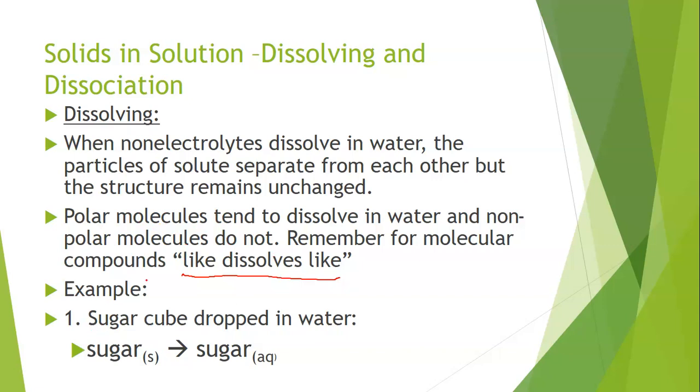For an example here, sugar cubes dropped in water. Okay, so sugar is a solid. This arrow indicates water, and sugar is now in an aqueous form. So what that looks like, sugar dropped in water. If you have a molecular compound, sugar compound is C6H12O6, and it's going to be a solid. So this is solid sugar. All of a sudden you mix it into water, well, it's going to stay as C6H12O6, but now it's going to be in an aqueous form.